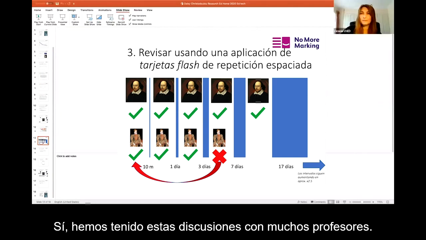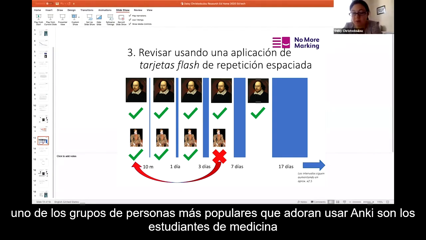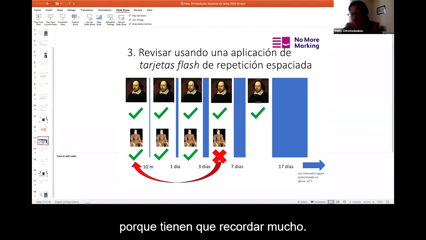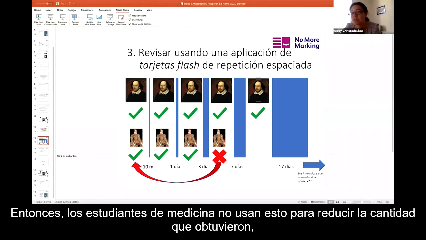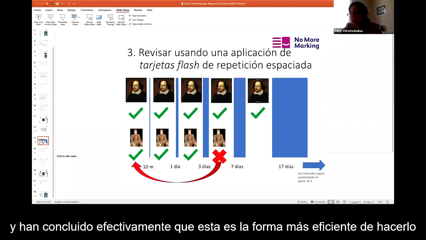Mm. I mean, we've had these discussions with lots of teachers. And I'll just add one thing there as well, that in terms of adult use of Anki, one of the most popular groups of people who love using Anki is medical students, because they have to remember so much. They're not using this to reduce the amount they've got to learn. They've got to learn phenomenal amounts, and they've effectively concluded that this is the most efficient way of doing it.